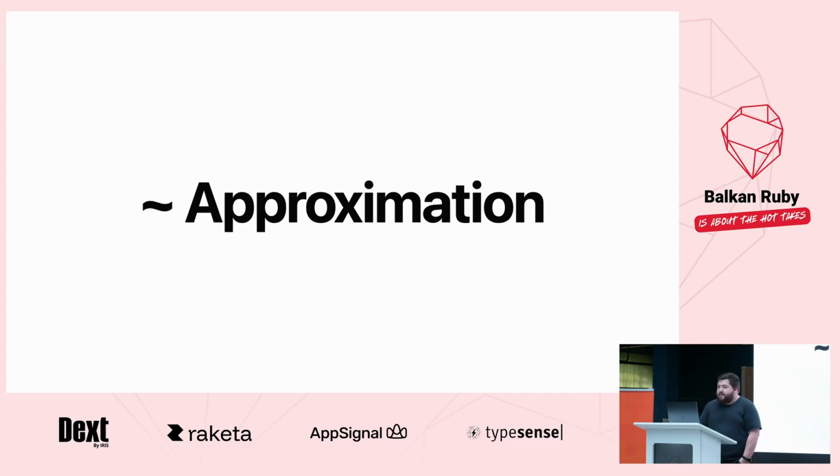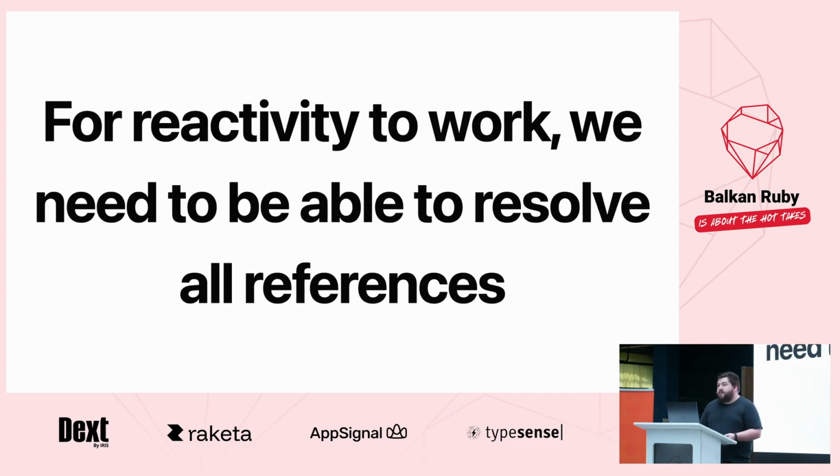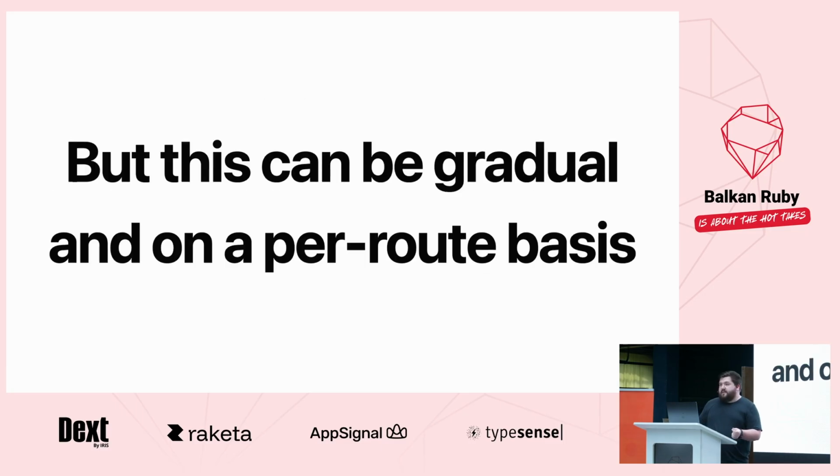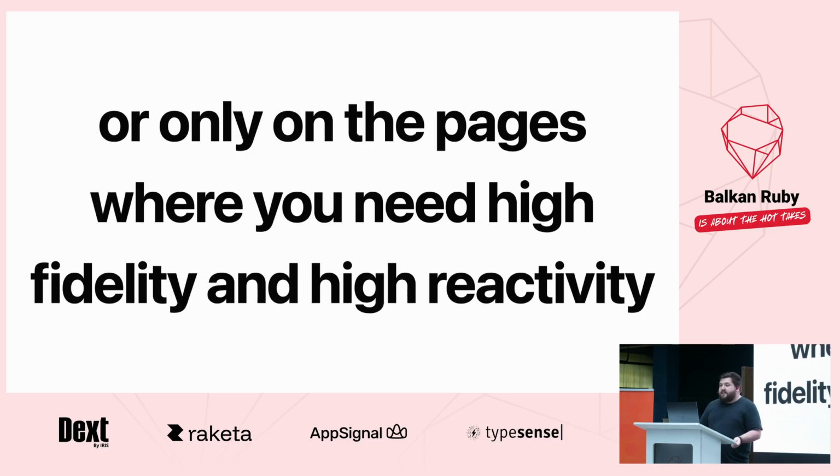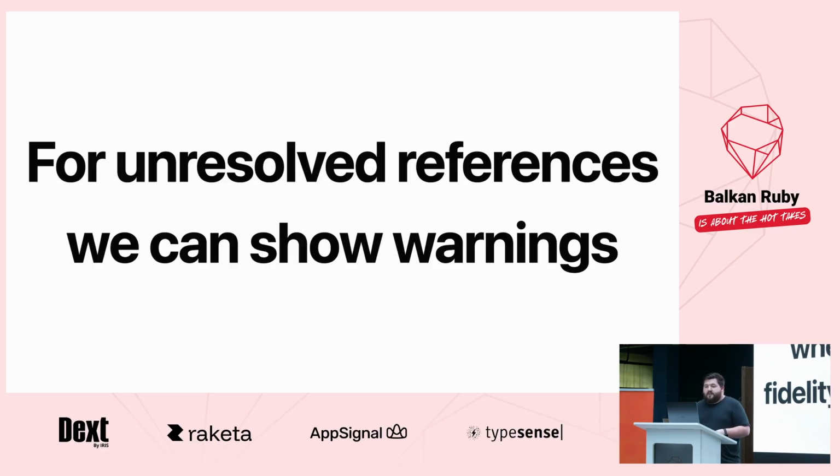So this is an approximation. It's not perfect. But for reactivity to work, we need to understand what each of these calls is doing. But the good news is that this can be gradual. We can do this on a per route basis, so you don't have to know this all up front and migrate the whole app over. So we can just start with the pages that need more high fidelity or this high reactivity. And for these unresolved references, we can show you warnings.